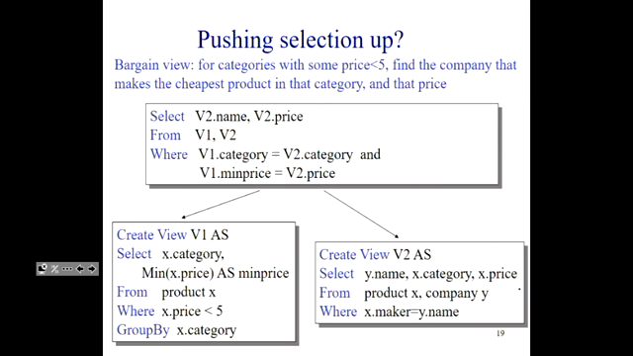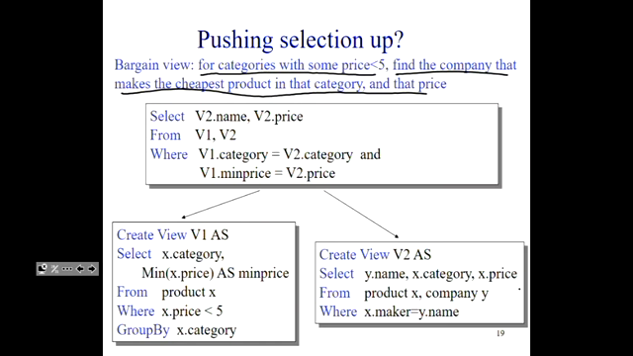Okay, so let's take an even more complicated example. This is an example which involves views and pushing selections up and down. In this case, for categories which have some price less than 5, I want to find the company that makes the cheapest product in that category and the price. The way I'm going to do it is via two views.